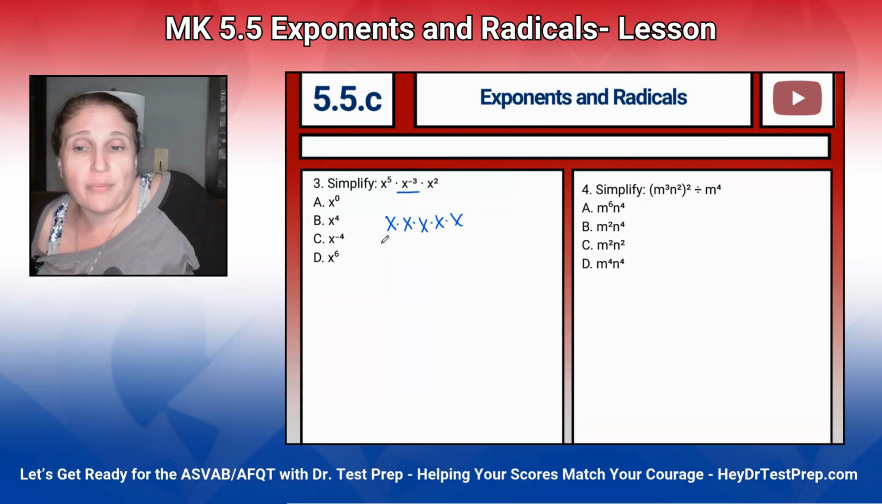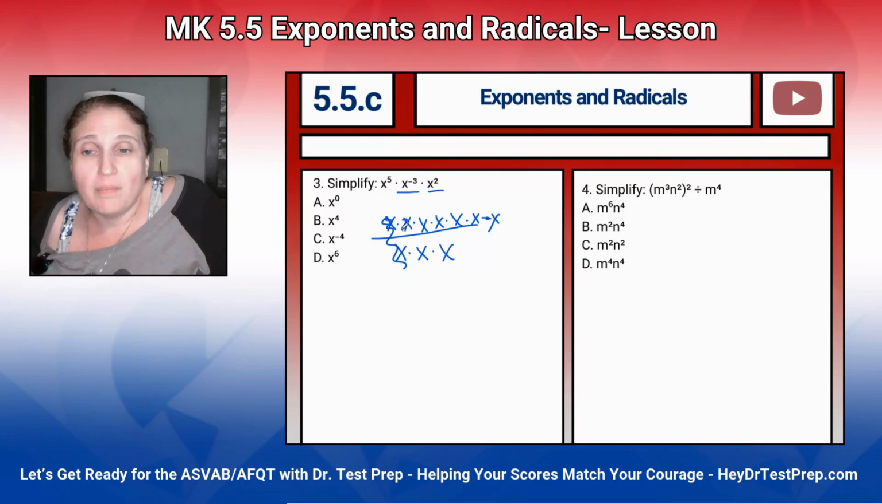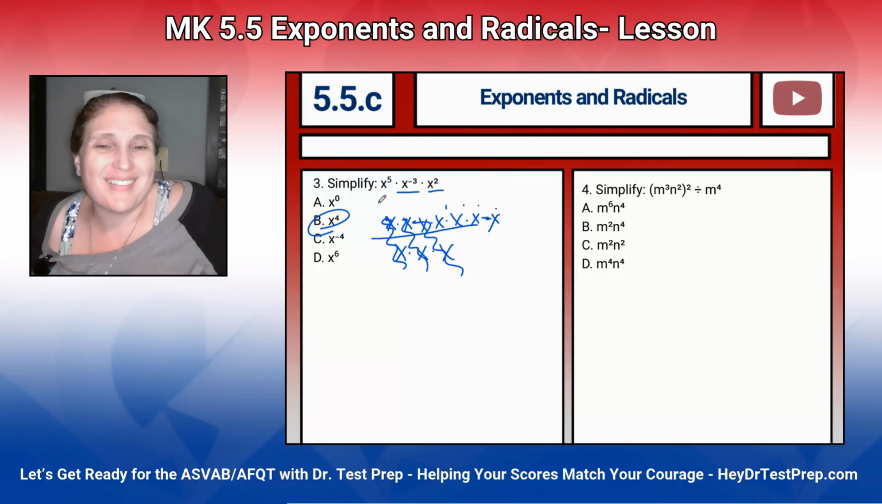This says we have 3 x's in the bottom. And this says we have 2 more x's in the top. If it's positive, it's in the top. If it's negative, it's in the denominator. Cross 1, 2, 3. How many are left? 1, 2, 3, 4. X to the 4th.